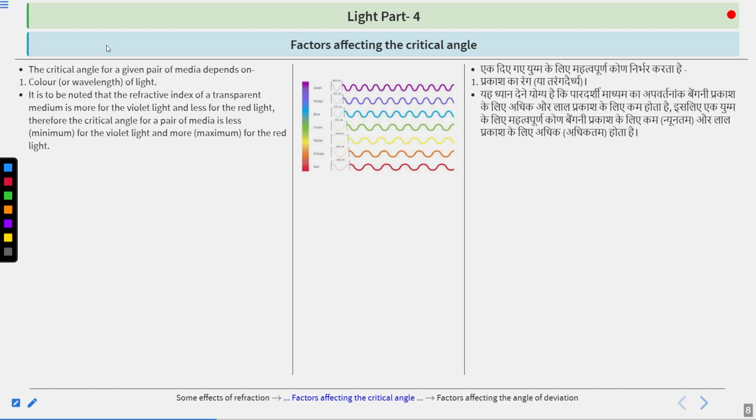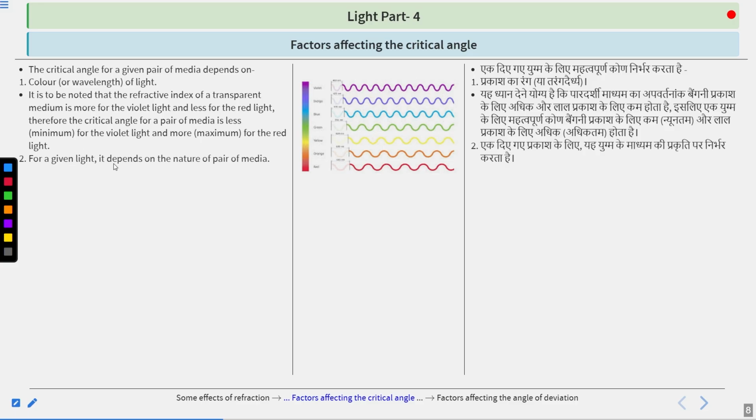So if we take the refractive index of a transparent medium, for violet light it's more and for red light it's less. That's why the critical angle for a pair of media is minimum for violet light and maximum for red light.